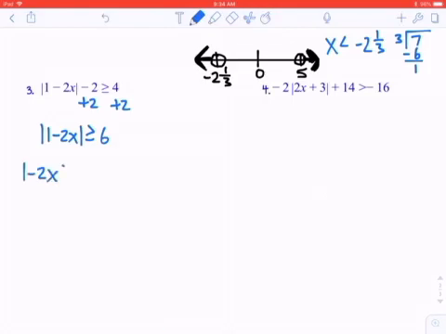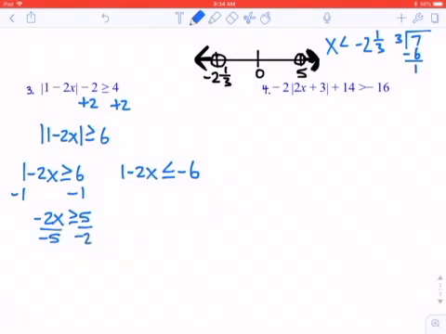So the first one looks just like what you're given, minus the absolute value symbols. And the second one, you need to change the sign and change that sign of what's on the right. So it's less than or equal to and negative 6. And then let's start solving. So I'm going to subtract 1 from both sides. I get negative 2x is greater than or equal to 5.